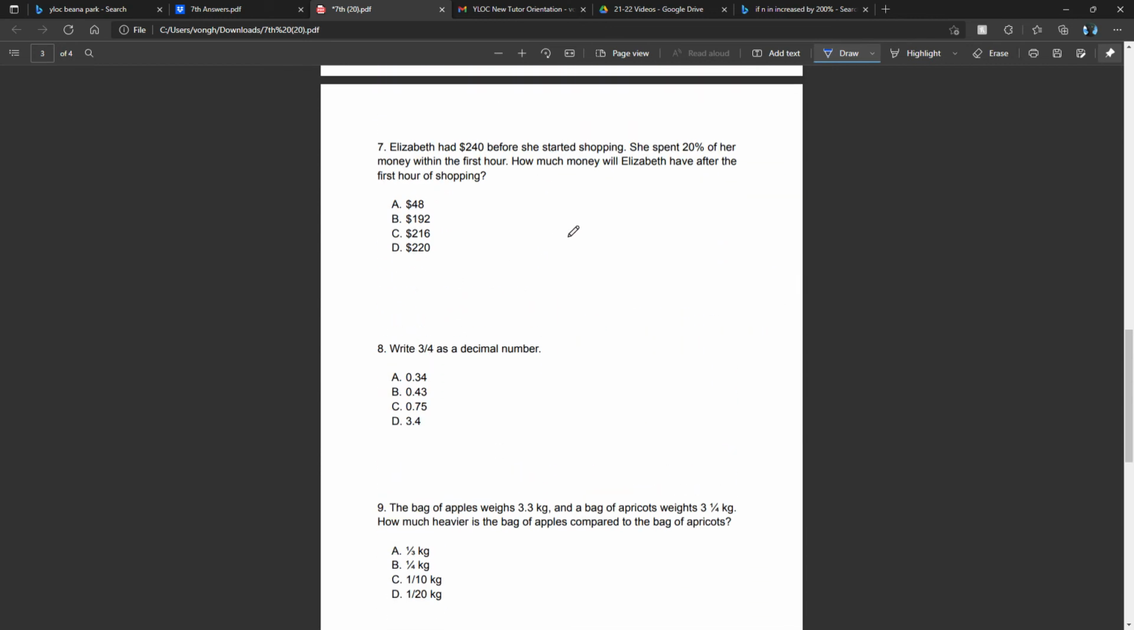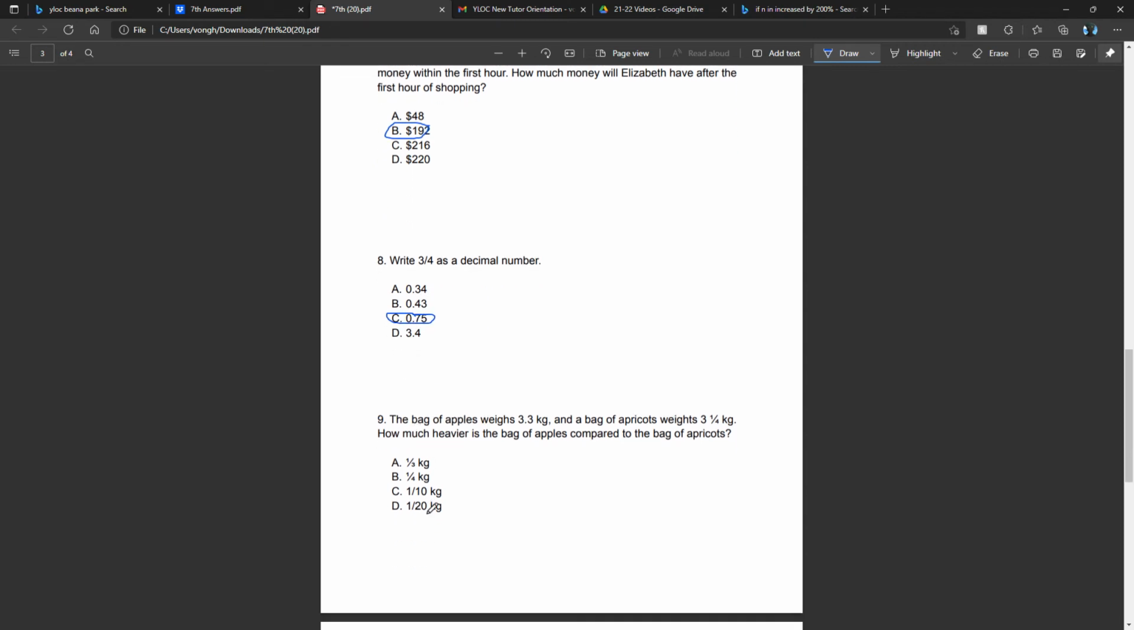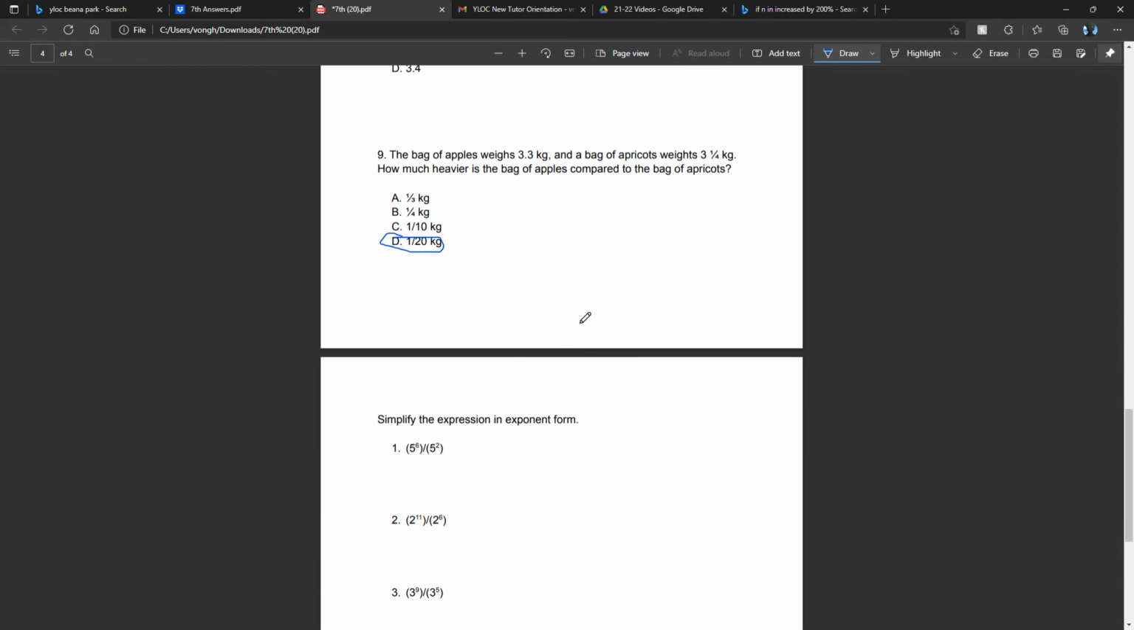So yeah, try these ones on your own. I'll give you the answers. 7 is B, 8 is C, and 9 is D. Try them on your own and see if you get those answers.